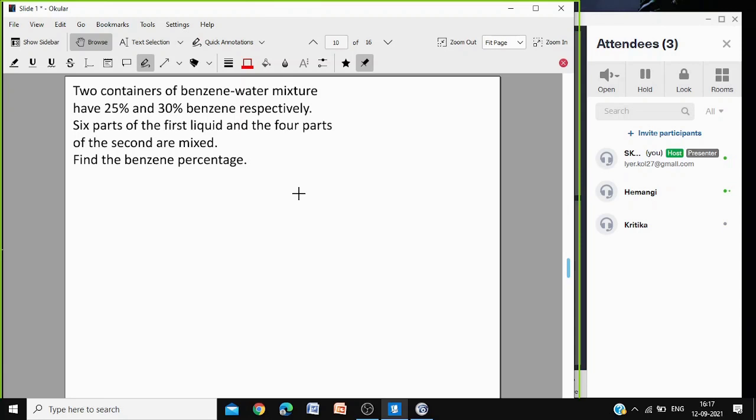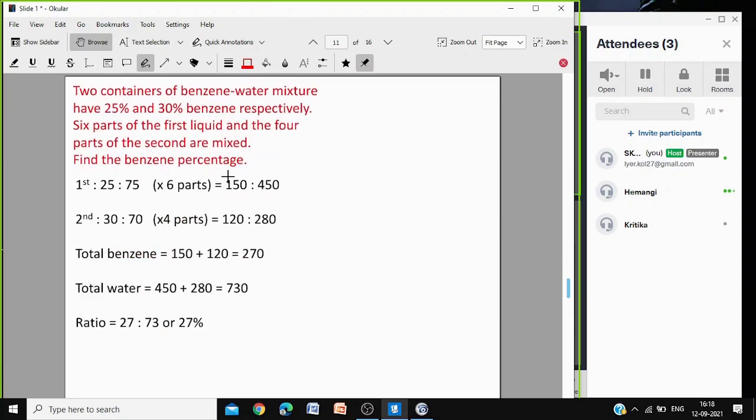Okay. 2 containers of benzene water mixture have 25% and 30% benzene respectively. Now here we cannot use a cross difference because we are not using equal quantity. 6 parts of the first liquid and 4 parts of the second are mixed. Find the benzene percentage.